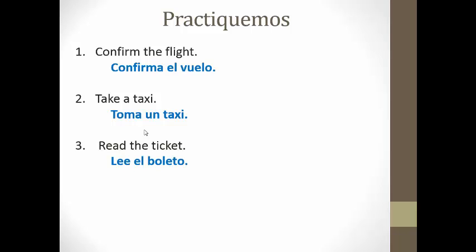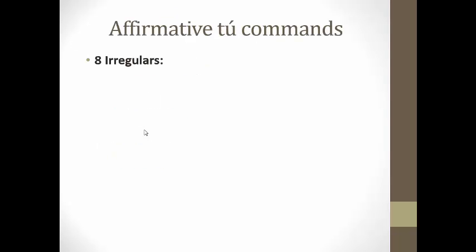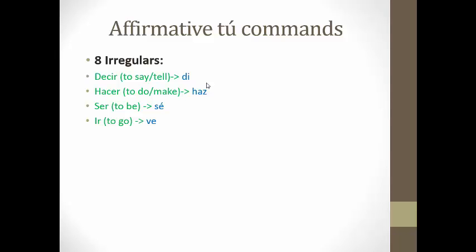Okay, so formation of affirmative tú form commands is pretty easy. We're going to talk about any irregular verbs. To form affirmative tú commands, you need to know that there are 8 irregulars. Please complete the chart on your note guide by filling in these irregular forms. To tell someone, hey, say, or tell, as in tell the truth, you would say di. To tell someone do or make, you would say haz. To tell someone be, as in be honest, be kind, you would say sé. To tell someone to go, you would say ve.